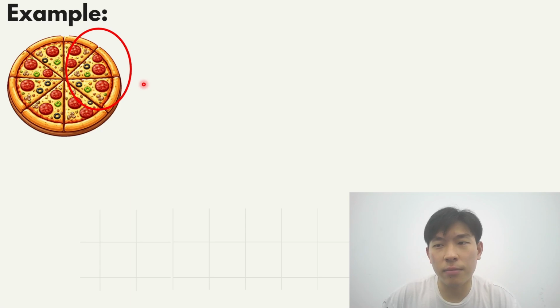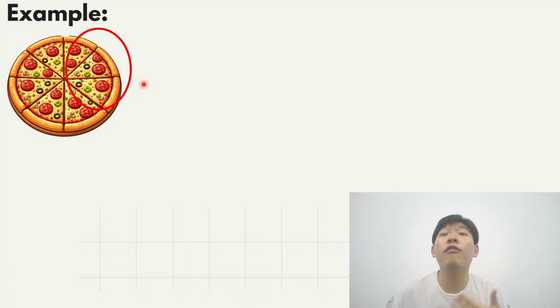Then, how many slices do I want out of the total slices? So what's the total slices here? 1, 2, 3, 4, 5, 6, 7, 8. I have 8 slices. I want 3. So what should be the fraction? Very good. It's 3 out of 8.